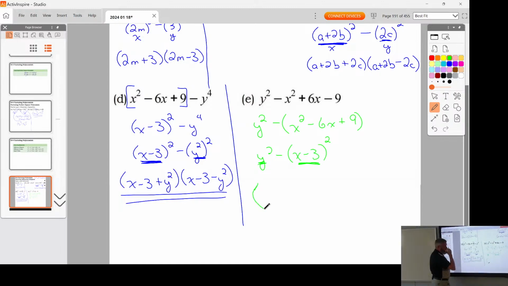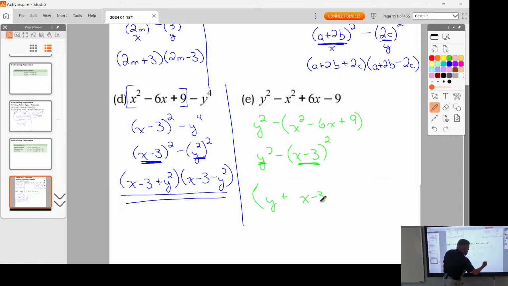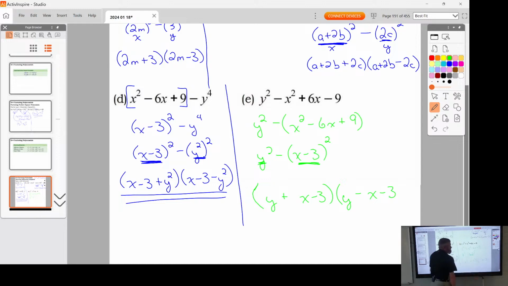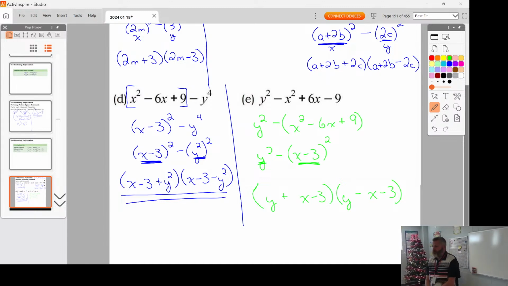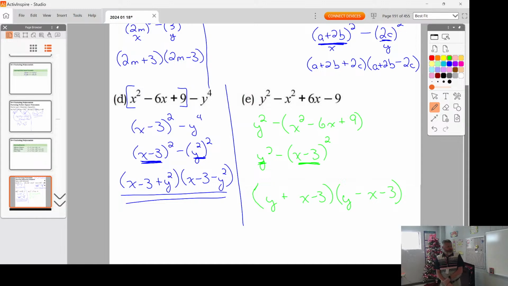Not y squared. So it's y plus what? x minus 3 times, let me ask you this. Is this answer correct? Why not? What negative sign? Yeah.